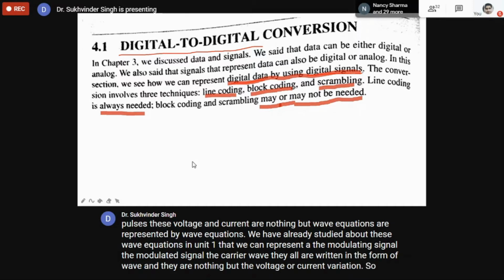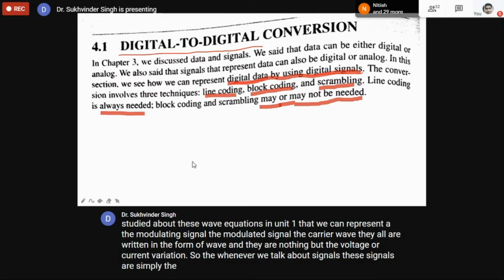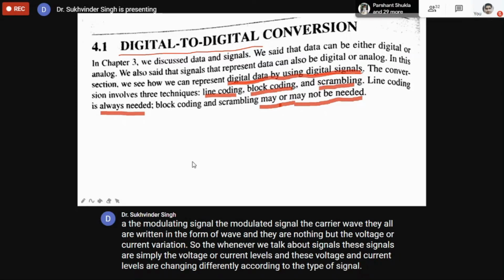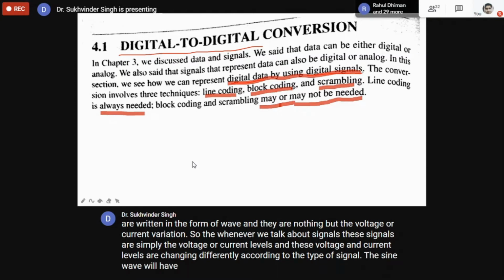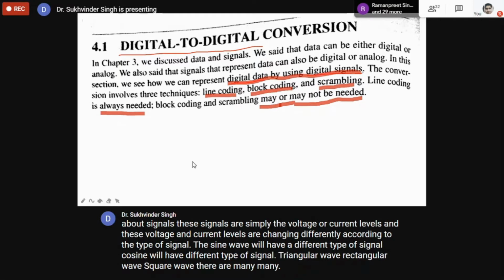So whenever we talk about signals, these signals are simply the voltage or current levels, and these voltage and current levels are changing differently according to the type of signal. The sine wave will have a different type of signal, cosine wave will have different type of signal, triangular wave, rectangular wave, square wave. There are many waveforms in which a signal can be transferred.